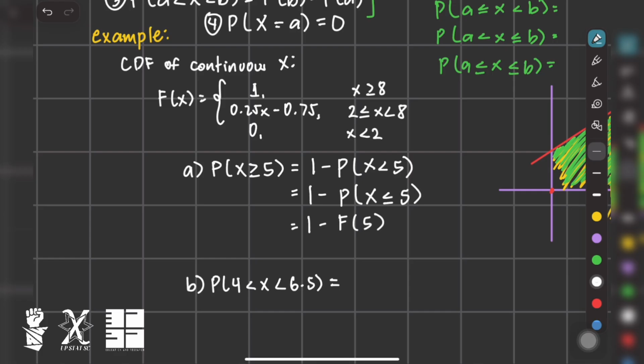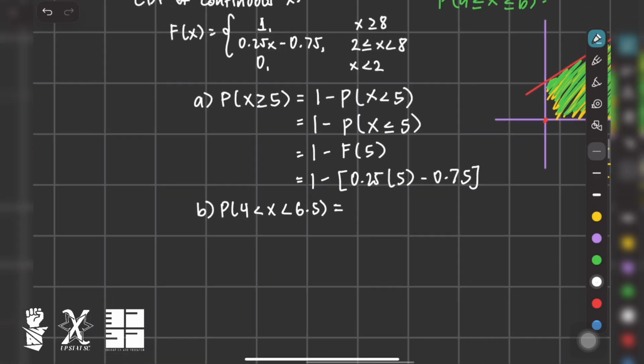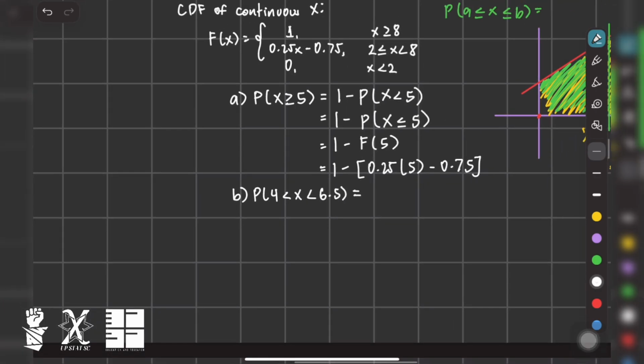So where does F of 5 fall? F of 5 falls right here at this specific constraint. So when we use that, that's basically 1 minus 0.25 times 5 minus 0.75. If you have your calculators, just please evaluate it. I don't have mine, I'm very sorry. So yeah, that's basically it. You can just evaluate this with your calculators and you'll get your answer for that probability.